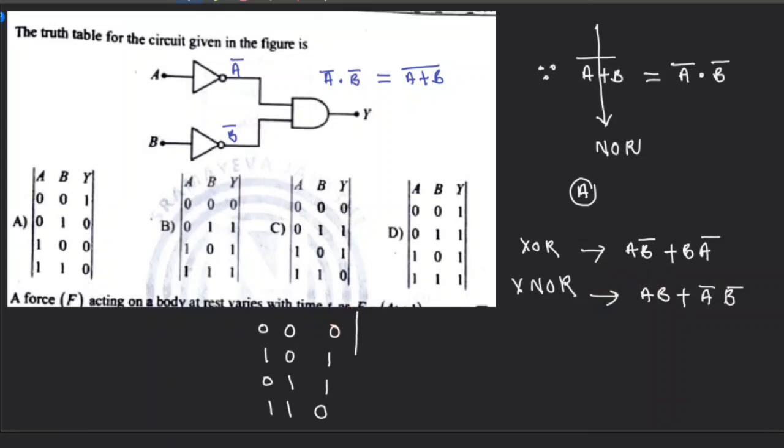What about the XNOR gate? If the inputs are the same, the output is high. What is the meaning of it? If it is 0 0, that is going to be 1. If it is 1 0, that is going to be 0. If it is 0 1, that is going to be 0. If it is 1 1, that is going to be 1. So this is for XNOR, right? And this is for XOR. This is the truth table of XOR and this is the truth table of XNOR. So please keep these things for the next exam.